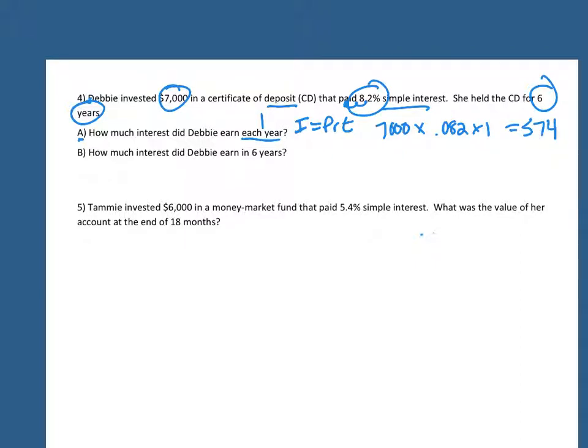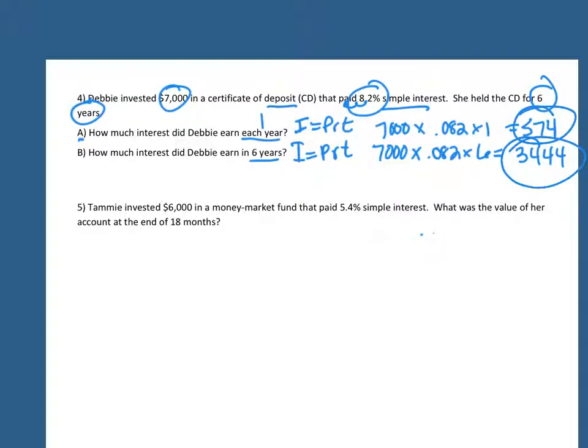And then same thing down here, except we're going to fill it in just like you normally would. So how much did she earn in the 6 years? So times 0.082 times 6. And you should have 3,444.